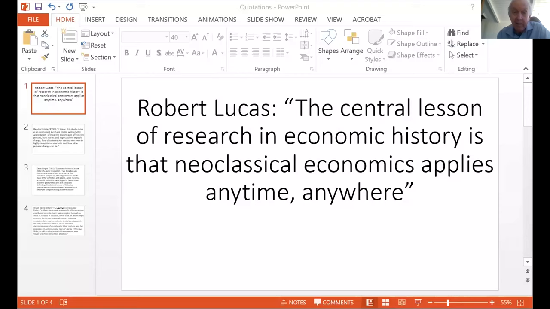Look at this quotation from Robert Lucas, which is that the central lesson of research in economic history is that neoclassical economics applies anytime, anywhere. This now seems like something of a caricature, but for the new economic history, roughly through the 1970s, Lucas was largely correct. A case in point that mattered to many historians was the agricultural regime of the postbellum South. Works published in the 1970s by Joseph Reid, Stephen DeCanio, and Robert Higgs all concluded that sharecropping was not an exploitive economic form, and that any racial oppression that did occur was rooted in politics rather than markets. Small wonder that historians found little to attract them in this style of research.